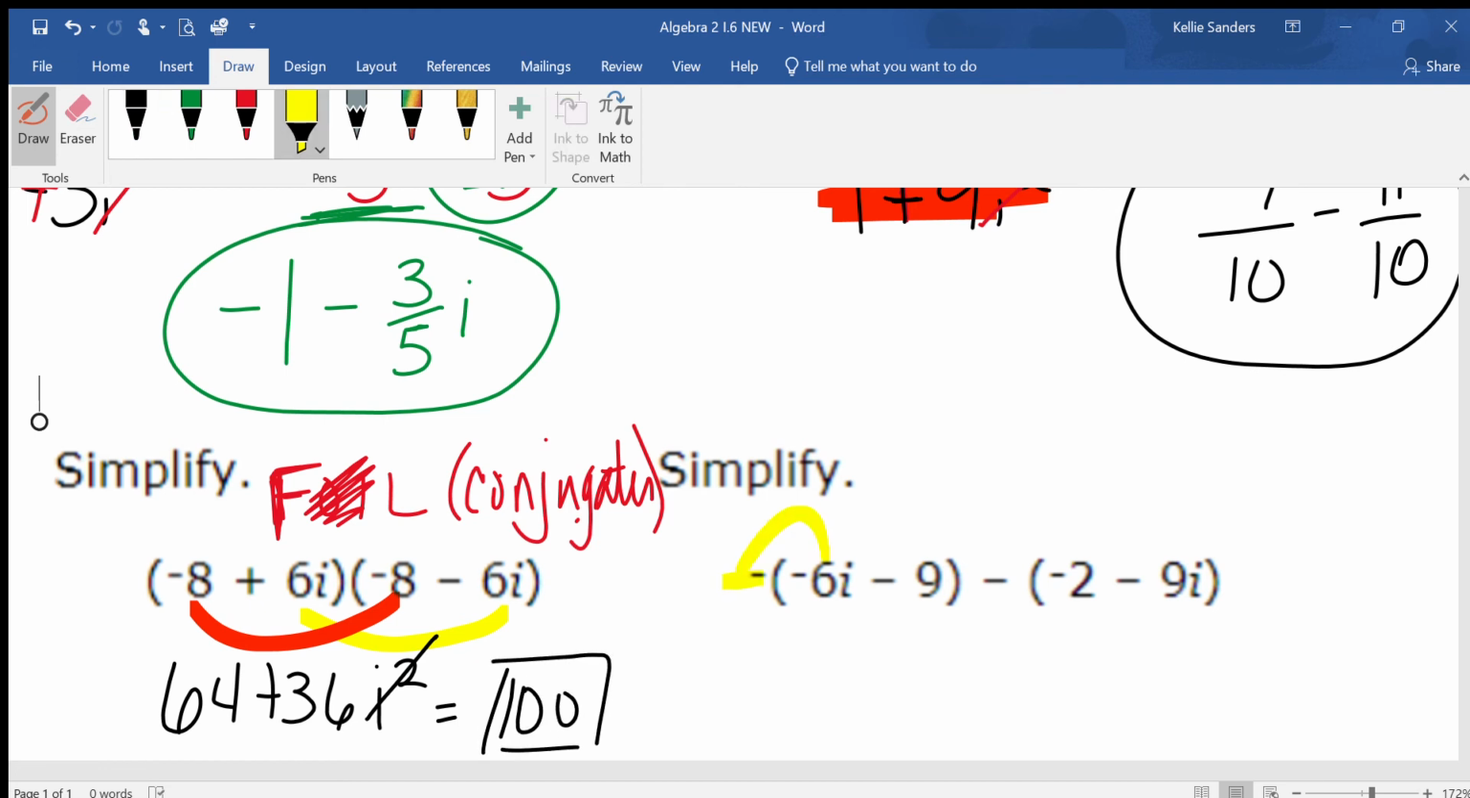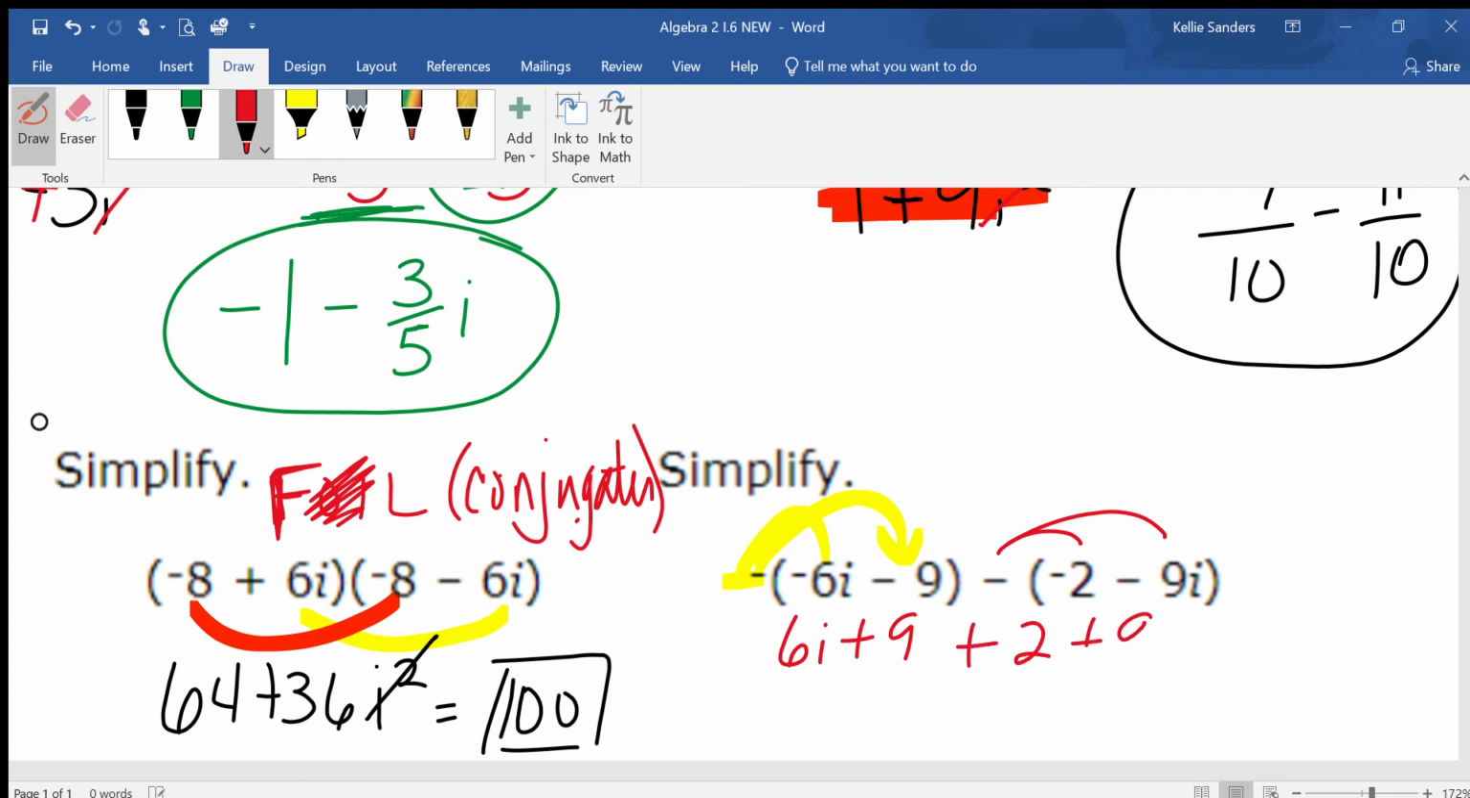This negative on the outside is going to go to both of them. So a negative with a negative 6 makes a positive 6. A negative with a negative 9 makes a positive 9. This negative is going to go to both of them. Negative to a negative is a positive. A negative to a negative is a positive. Real numbers, 9 plus 2 is 11. Imaginary numbers, 6 plus 9 is 15. 15i, that is.